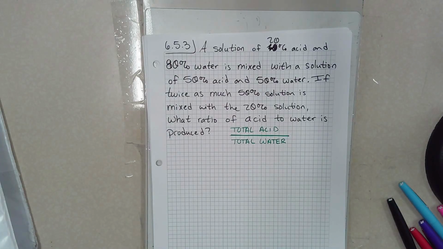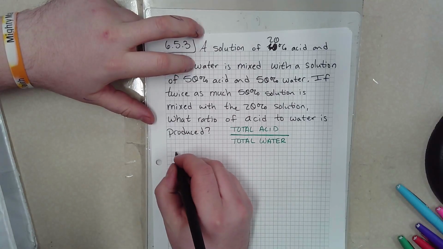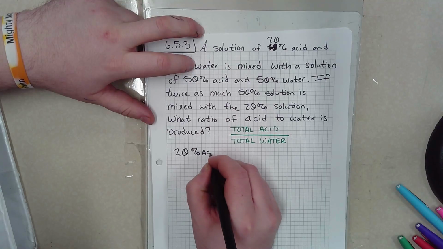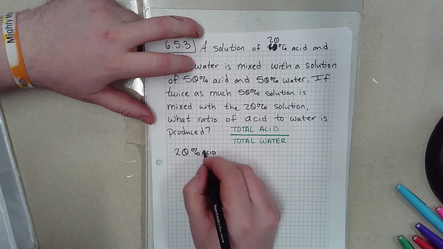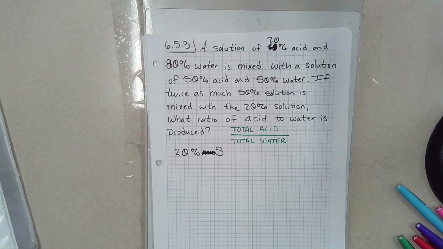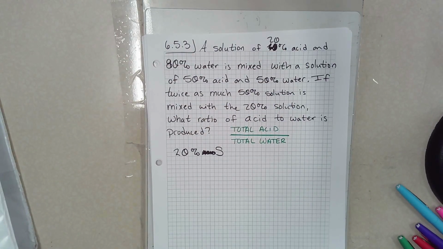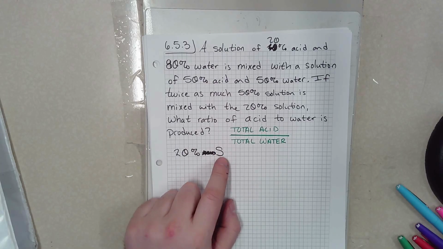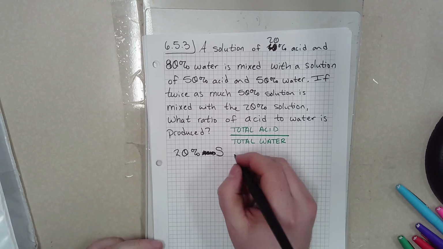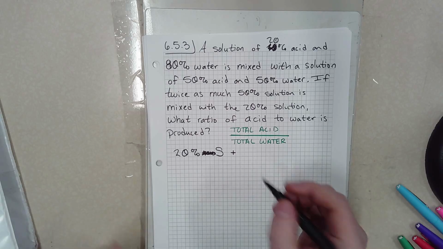So we need the total amount of acid. Well, we know we've got 20% acid, right? 20% of the solution is acid. In fact, let's do that. 20% of the solution. I don't know how much we're using for the first amount. Maybe it's like a gallon of it. I don't know. Let's have S be the amount we're using. 20% of the solution is acid. Well, if you think about it, how much of the solution is acid for the other one? Well, 50%.